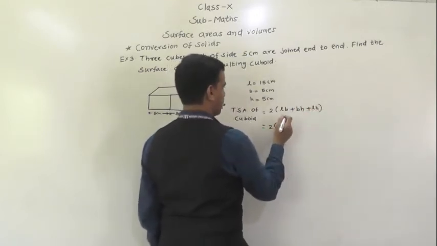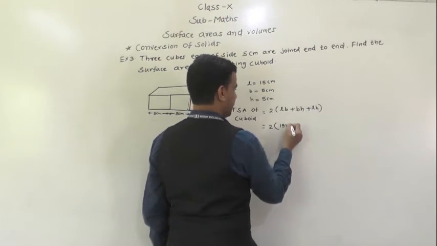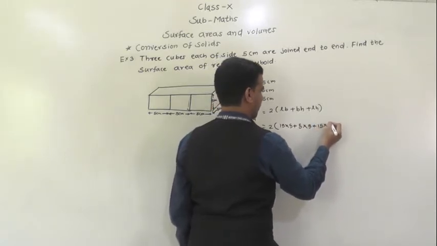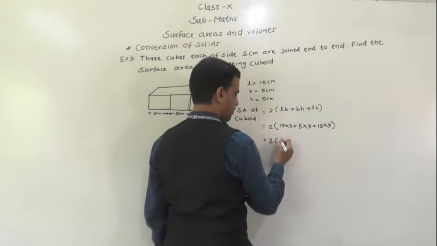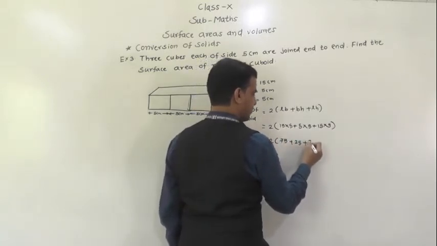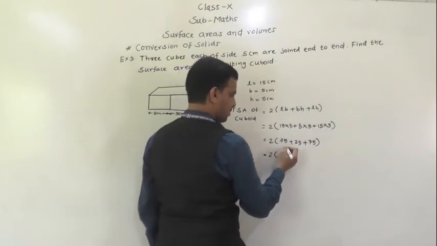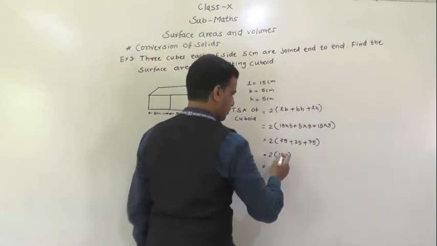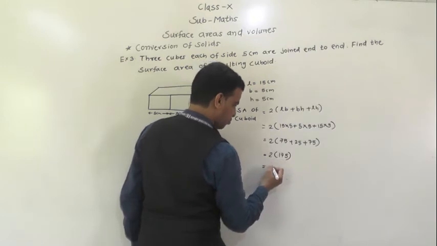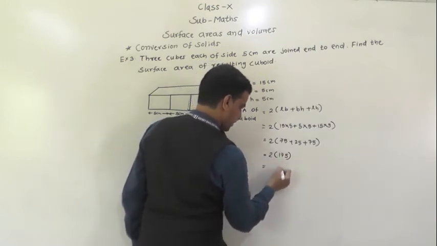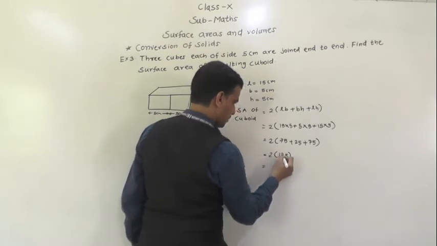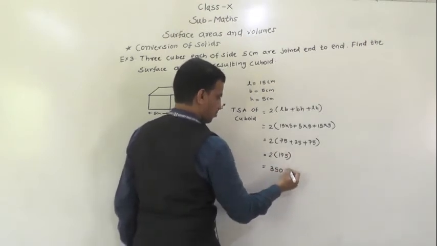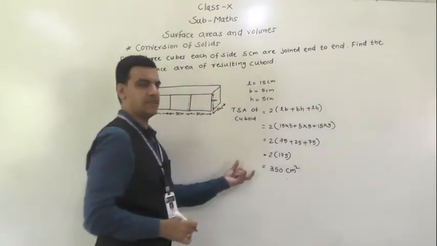That is 2 into (L 15, B 5, plus 5 into 5 plus 15 into 5). So 2 into (15 5s are 75, plus 25, plus 75). 75 plus 75 is 150, plus 25, that is 175. And 175 into 2: 2 5s are 10, 2 7s are 14 plus 1, 15, 2 1s are 2 plus 1, that is 3. So 350 centimeter square, that is the TSA of the cuboid.